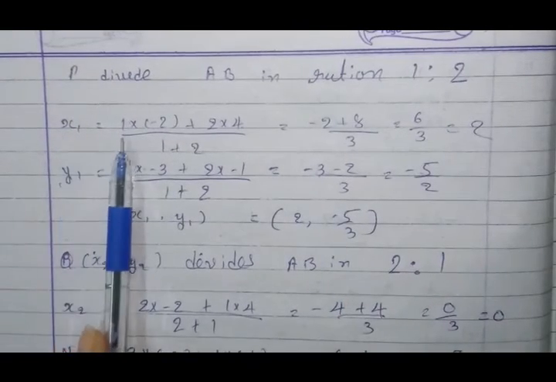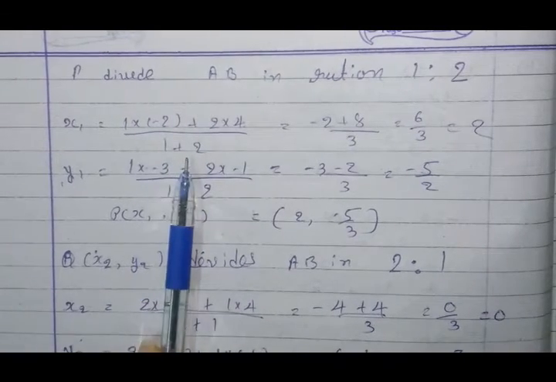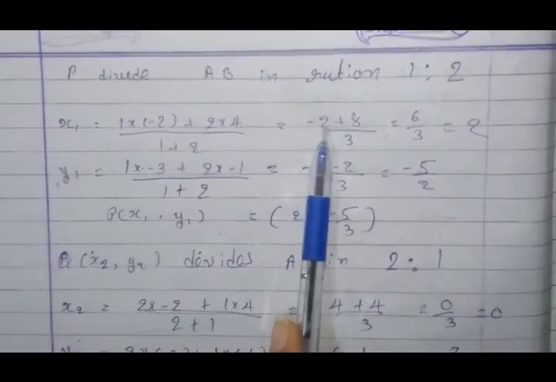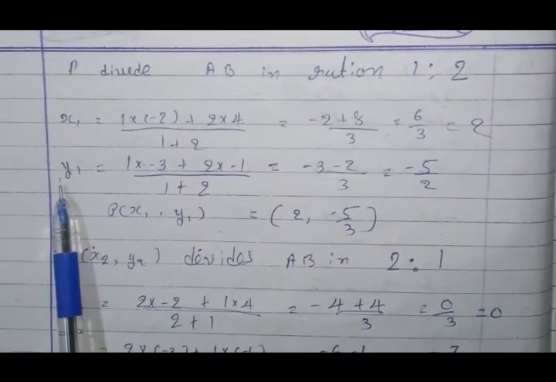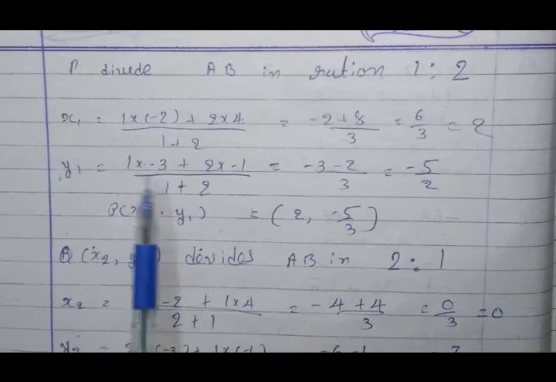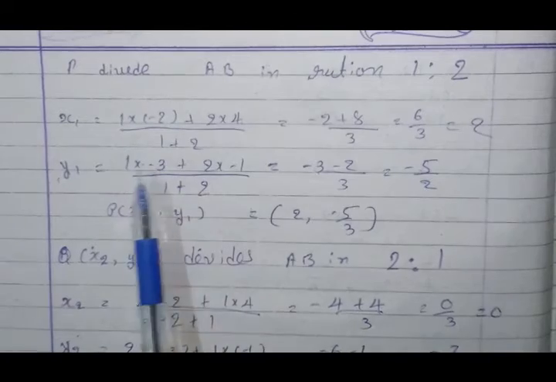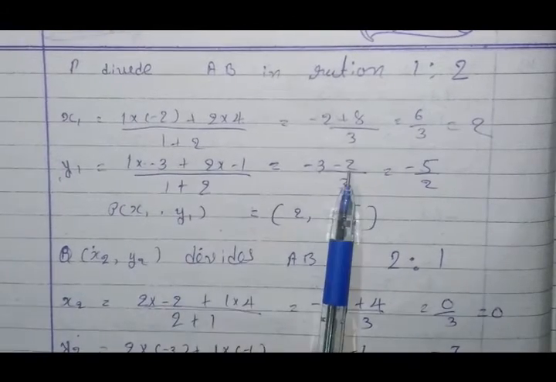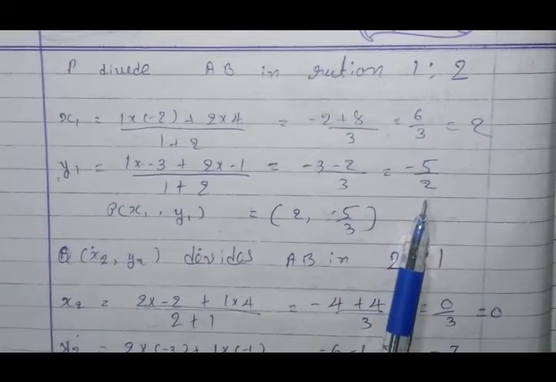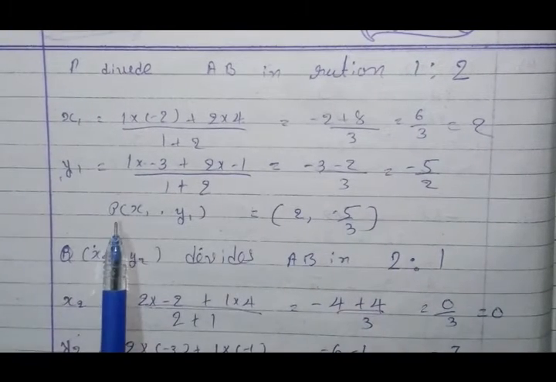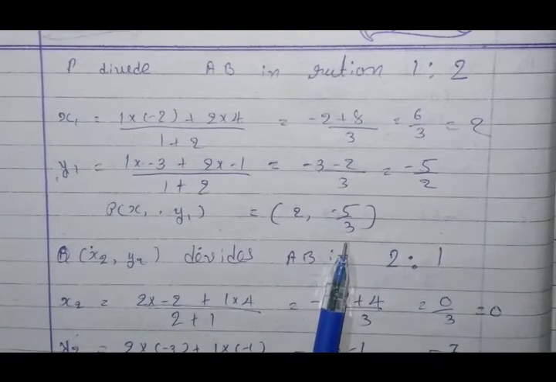So the coordinate x1 is equal to 1 into minus 2 plus 2 into 4 divided by 1 plus 2. 2 ones are 2, minus 2 plus 8 by 3 is equal to 6 by 3 is equal to 2. And the y1 coordinate is equal to 1 into minus 3 plus 2 into minus 1 divided by 1 plus 2, is equal to minus 3 minus 2, which is minus 5 by 3. So the coordinate of P (x1, y1) is 2 comma minus 5 by 3.